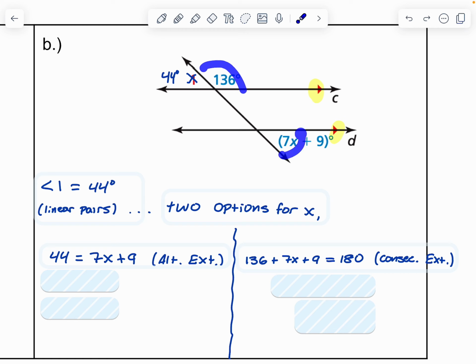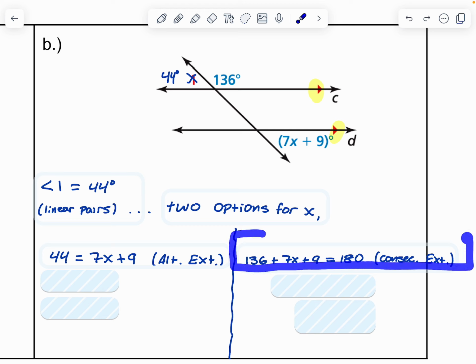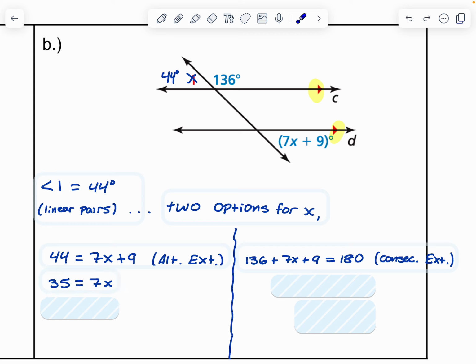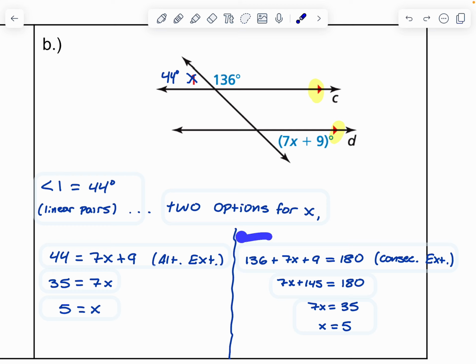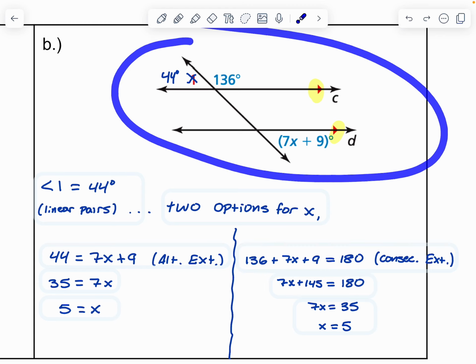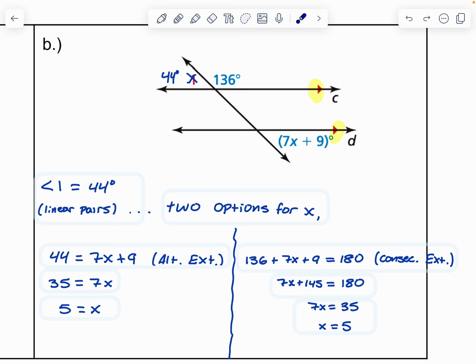Those two angles, when added together, will sum to 180. 136 plus 7x plus 9 is equal to 180. No matter which way you solved, you should have gotten x is equal to 5. But it took a little bit of work to get there. I'm not just giving you a problem like this anymore. You need to look at the figure and identify it and find the angle pairs and find the relationships that we talked about.